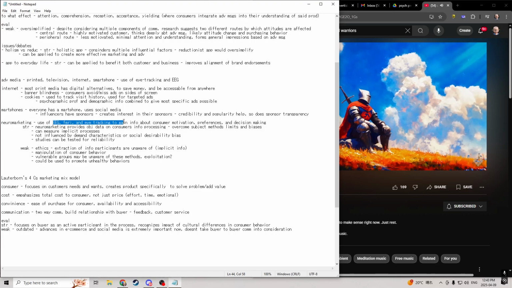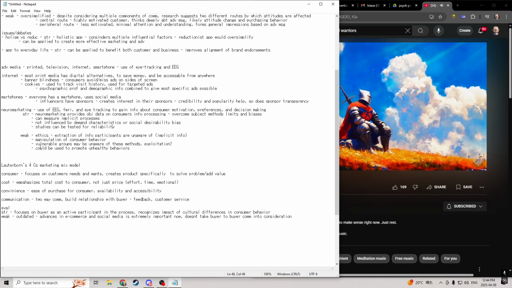Meanwhile, use of these methods can measure implicit processes inside the person's brain that they're not aware of, which we'll get to later in ethics. These are not influenced by demand characteristics or social desirability bias. And also, as we said over here, other types of biases like researcher bias. And studies can be tested for reliability over and over again.